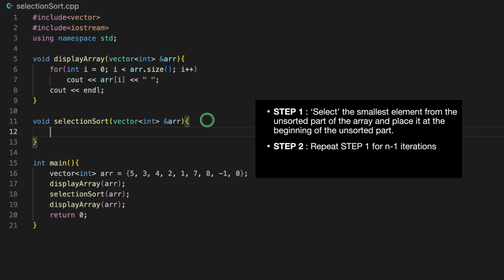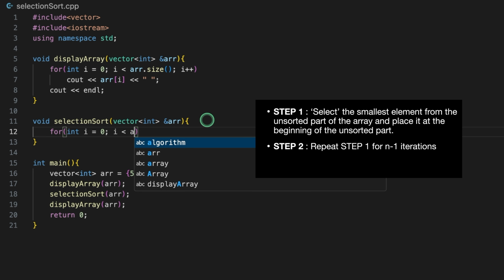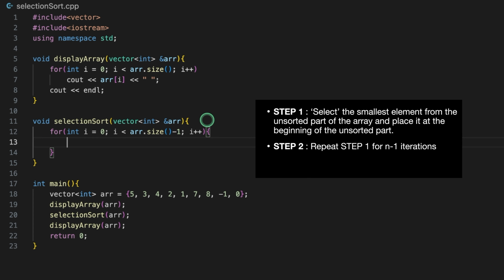So let's write a for loop for that. So for every integer i that goes from 0 to array dot size minus 1. So this loop does something n minus 1 times. And inside this, we will be writing step 1 so that step 1 gets executed n minus 1 times. So every step begins by assuming that the first element of the unsorted array is the smallest, right? So let's now assume that our minimum index, or the index of the element which is the minimum, is the first element.